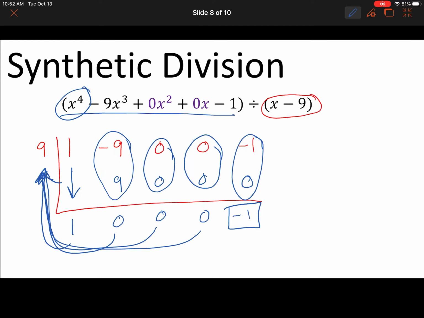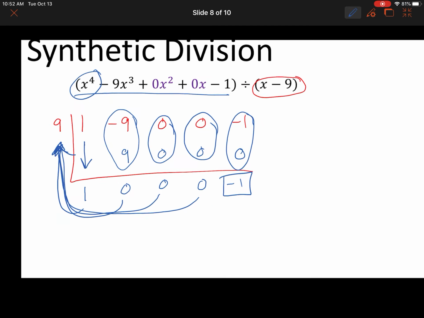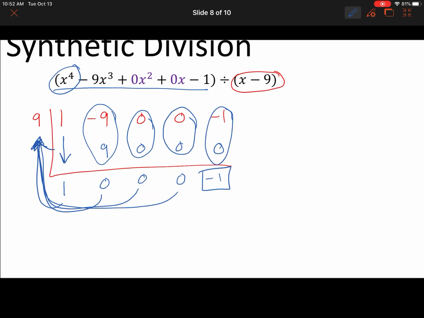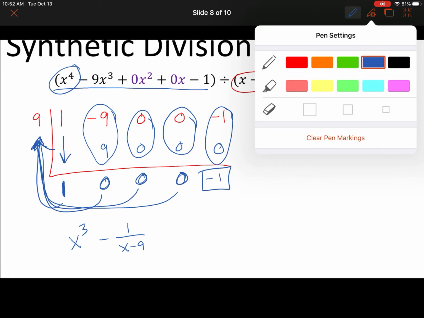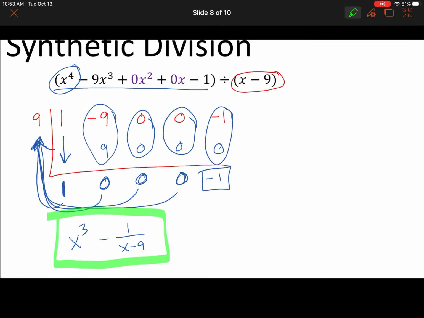So looking back at our original expression, we started this time with x to the fourth. So now when I write out my answer and fill in my variables, this 1 right here is going to be the coefficient of x to the third, because it's 1 degree less than what I started with. So this would be the coefficient for x squared, which I don't have, 0x, 0 for my constant, so I don't need to write any of those because of the 0, and then negative 1 is my remainder, so negative 1 divided by my original divisor, which is x minus 9. So there we go. Final answer right there.